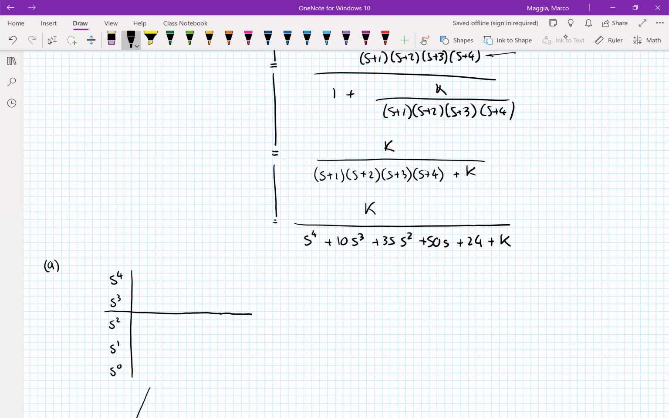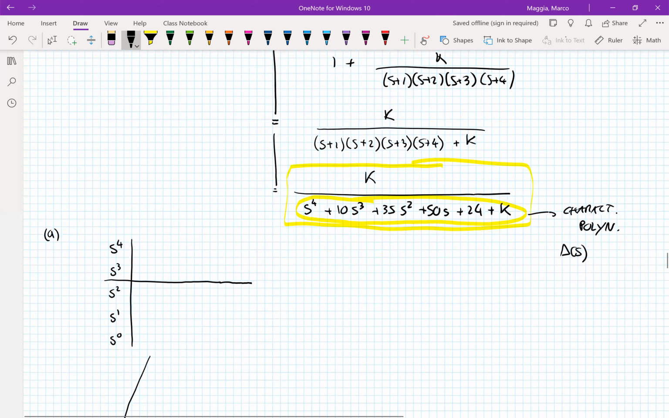But anyway, finally, we have our transfer function written as a numerator over a denominator. So having the denominator, well, this is the characteristic polynomial, or delta of s. Why don't we construct the Routh array? All right, let's use the coefficients. We have 1, 10, 35, 50, and 24 plus k.